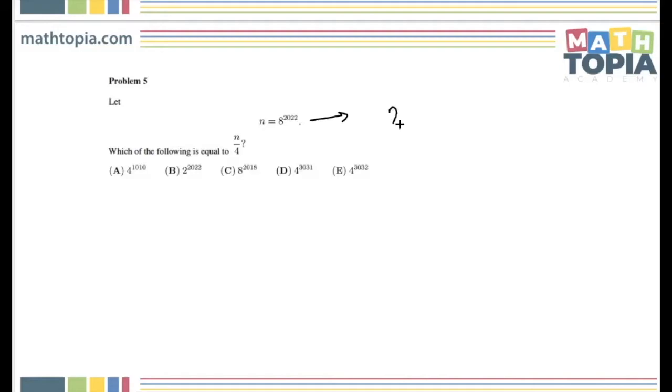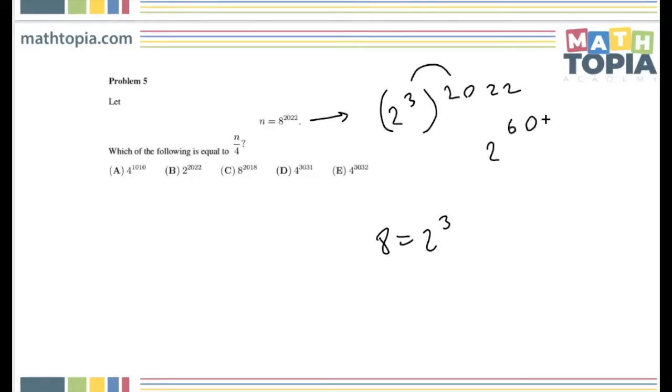Notice 8 is just 2 cubed. So we would get 2 cubed to the power of 2022. By exponent rules, we can multiply these two to get 2 to the power of 6,066. Now dividing by 4 is just dividing by 2 squared, which means we subtract 2 from the exponent.